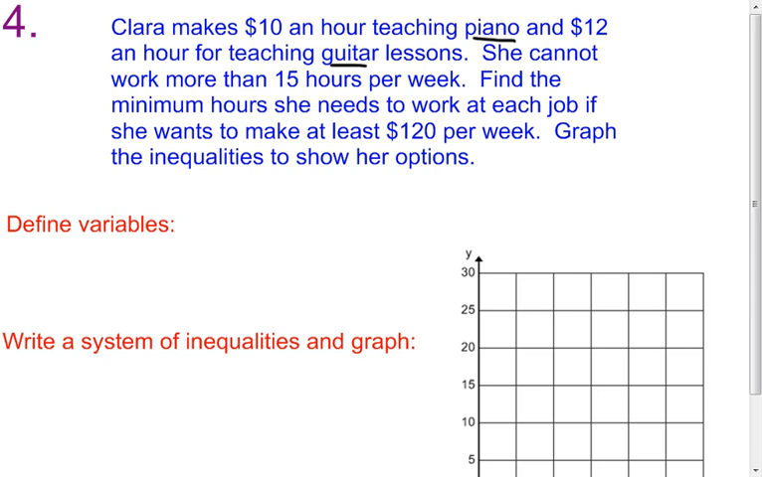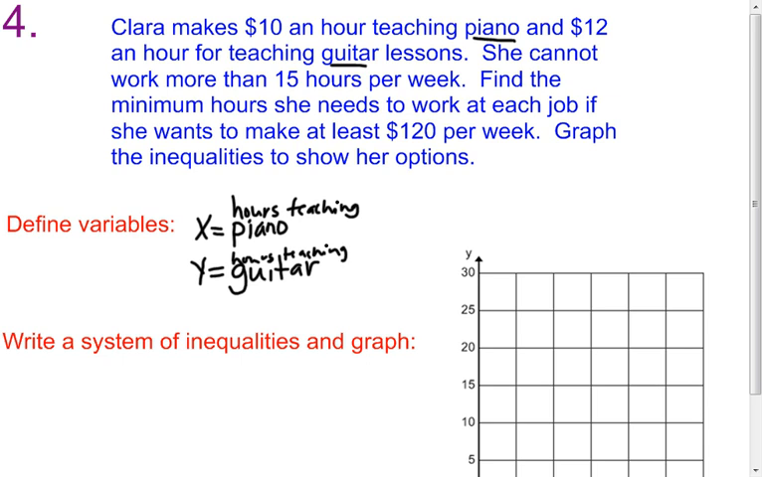And by the way, she can never teach a negative number of hours of piano, and never can she teach a negative number of guitar lessons. So you'll have those two equations in there. But let's designate that X is piano and Y is guitar. Okay, she can't work more than 15 hours per week. So her total number of hours, and I should write this, X is hours teaching piano, and Y is hours teaching guitar.